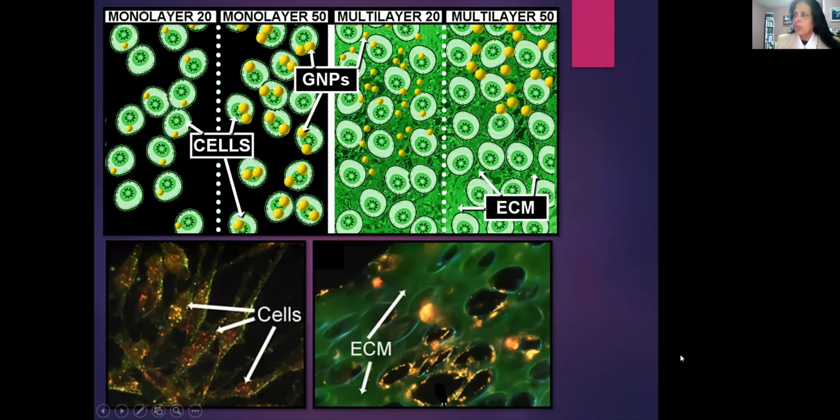We look not only at a monolayer level, like two-dimensional, we were able to look at the nanoparticles in tissue structures as well. All these yellow structures are gold nanoparticles within tissues.